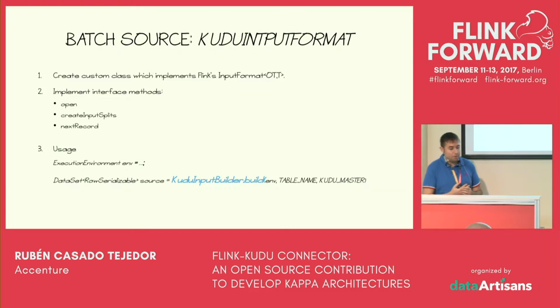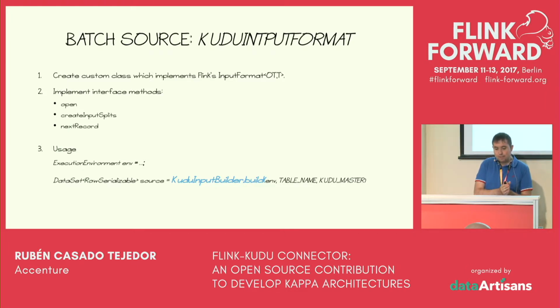The first one is Kudu input format, in order to read from a Kudu table. Basically, we had to create a new class that we call Kudu input format, which implements the input format abstract class. There are several methods that, of course, you have to implement, but the most important ones are open, to achieve the connection to the table that you want to read from; create input splits, which transforms the Kudu tablets into Flink input split objects; and then next record, just to read the following row in the Kudu table.